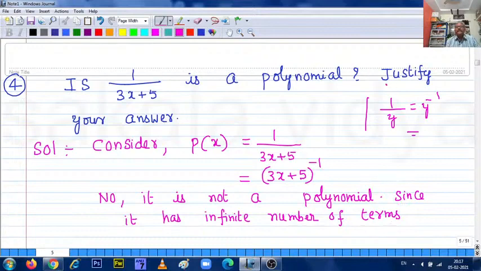Because you are asked to justify your answer also. So that's why 1 upon 3x plus 5 is not a polynomial. Okay. Who is that, Mr. Ramu? You will be removed.